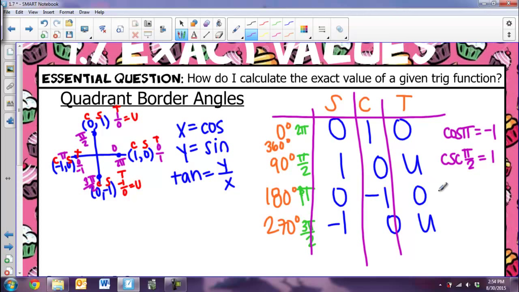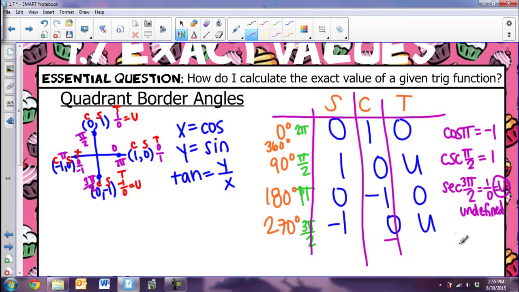Okay, secant, 3 pi over 2. When I look in there, secant is the reciprocal of cosine. So when I go into cosine, go to 3 pi over 2. Down here is 0. So when I find that 0, remember I flip-flop it. So I have 1 over 0. So that's undefined right there. We can't have a value at that function point.